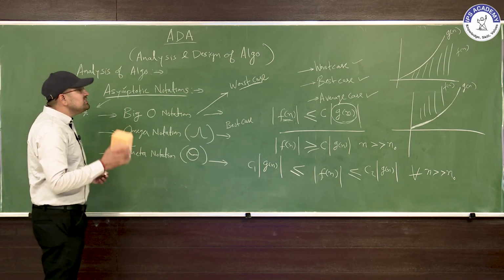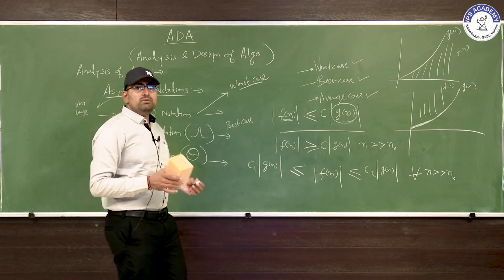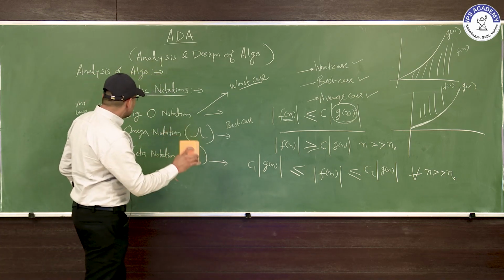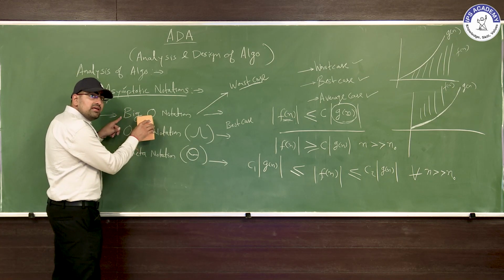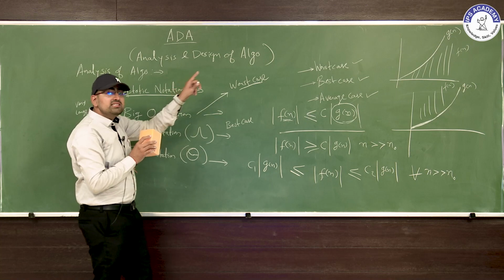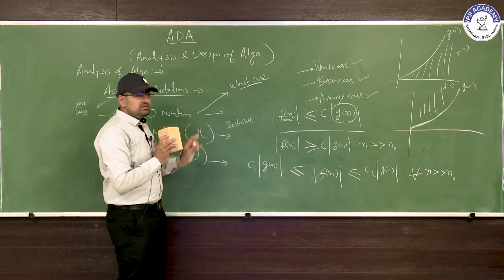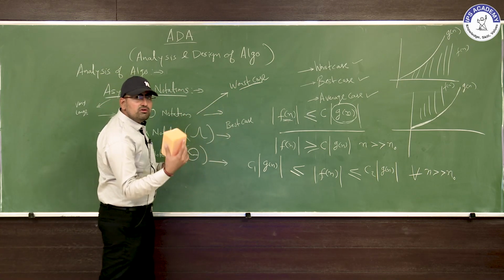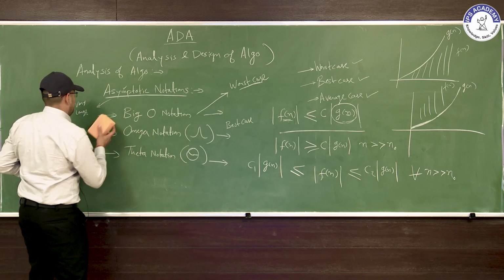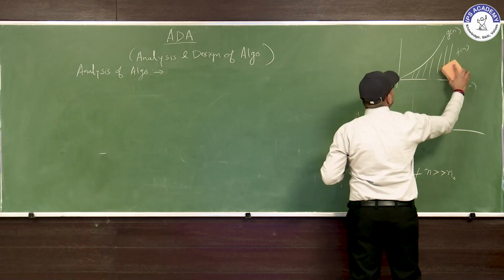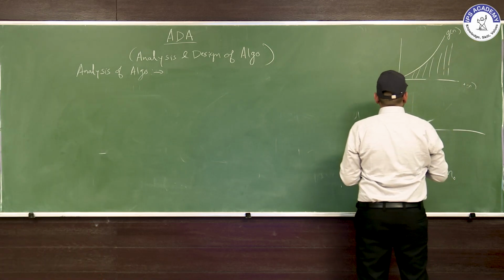Now we are going to use these notations to represent the complexity. As I have told, most of the time we are much interested in big O notation. That is why most of the time we see the complexity expressed in the form of big O notation: big O of n, big O of log n, big O of n square and all. It is because of the importance of the worst case.